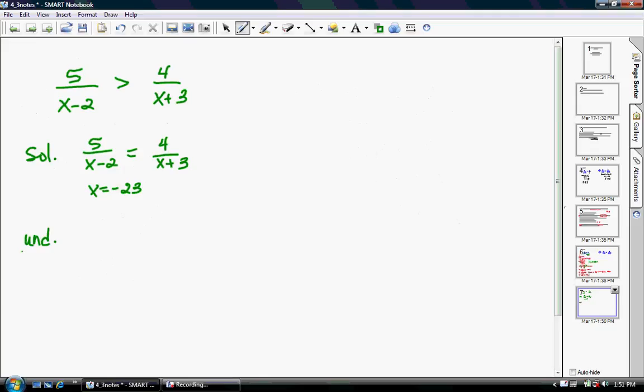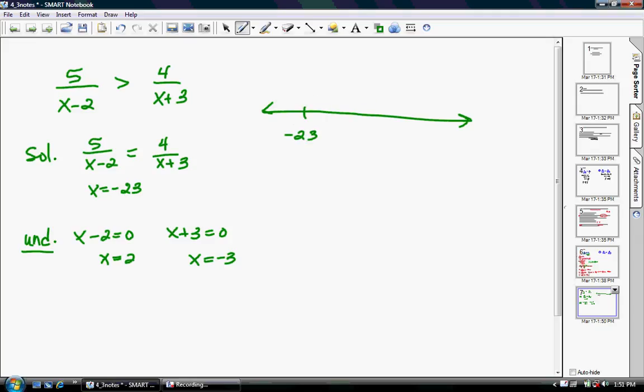Now, where is it undefined? That would be where the denominators are equal to 0. So we have where x is equal to 2 and x is equal to negative 3. So on our number line, we're going to place these three values. We're going to place negative 23, negative 3, and 2. We have 4 regions to test.